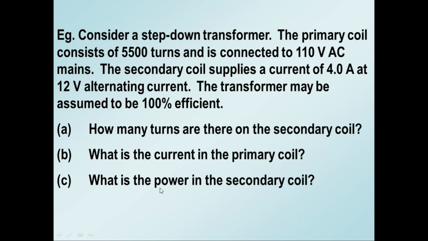So let's look at an example here. Consider a step-down transformer. The primary coil consists of 5,500 turns and is connected to 110 volts AC mains. The secondary coil supplies a current of 4 amperes at 12 volts alternating current. If the transformer is considered to be 100% efficient, A. How many turns are there on the secondary coil? B. What is the current in the primary coil? C. What is the power in the secondary coil?